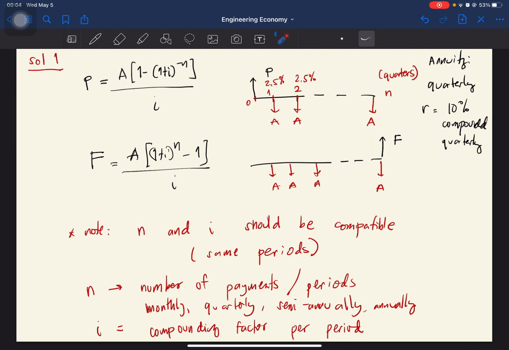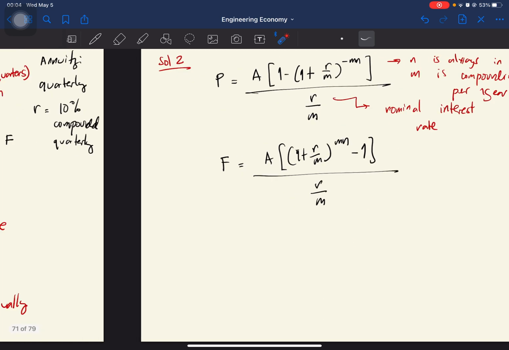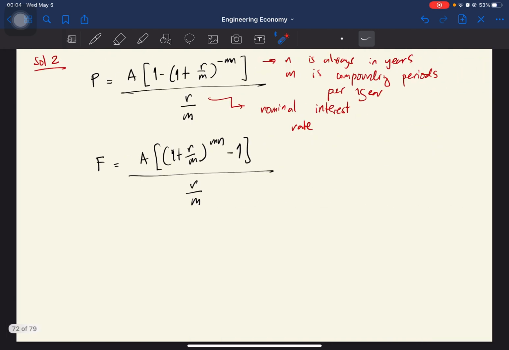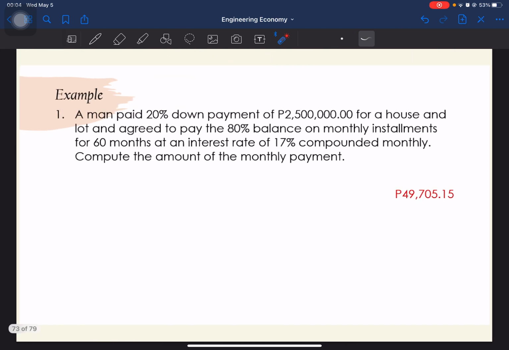Anyway, papakita natin both solution 1 and solution 2. Solution 1 is if you are very comfortable or confident in using this formula. And solution 2, if you want to stick with R, being the nominal interest rate, and M is the number of compounding periods per year. Anyway, it's your choice. Okay, pero dapat parehas lang ang sagot niyan. Okay? So, let's have example number 1.